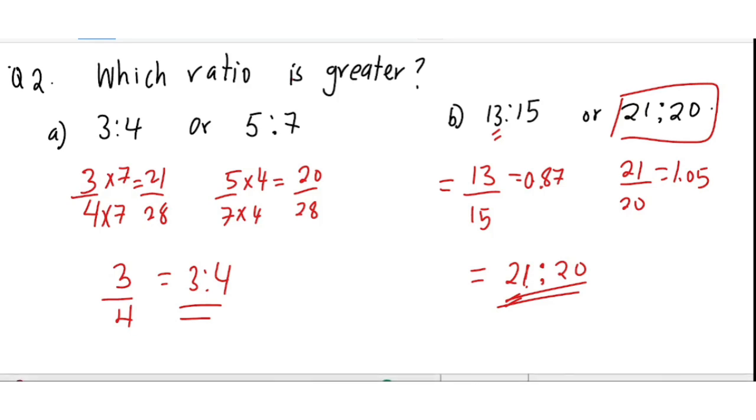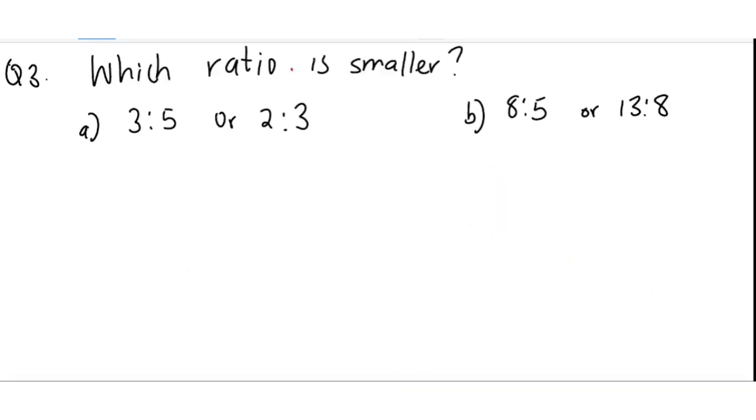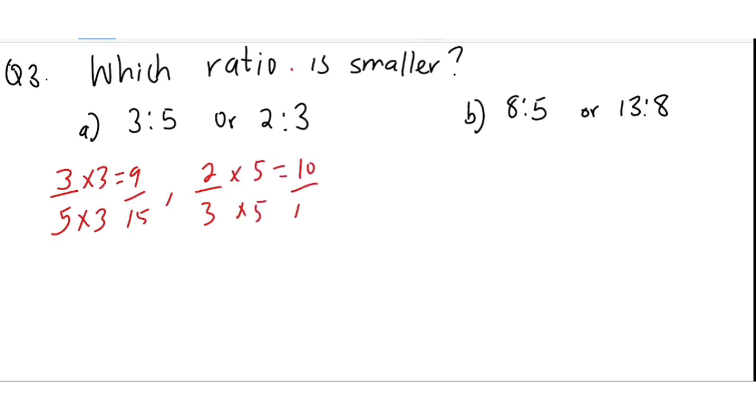Now let's continue to the other one. Again, if you ask which ratio is smaller, do the same thing. Let's try 3 over 5 and 2 over 3. Multiply by 3 here, multiply by 3, gives you 9 over 15. For 2 over 3, multiply by 5, multiply by 5, gives you 10 over 15. So automatically 9 over 15 is less than 10 over 15. So basically 3:5 is smaller.